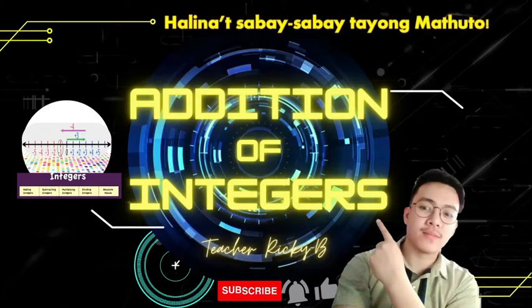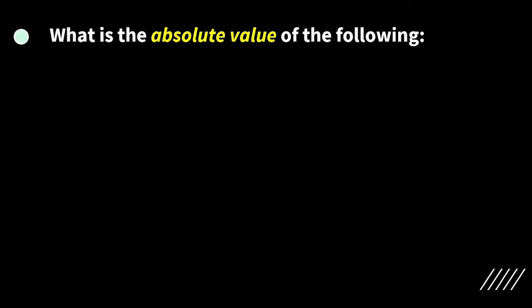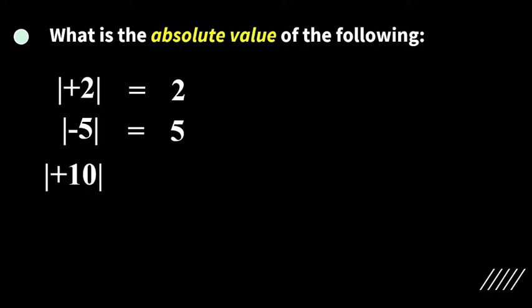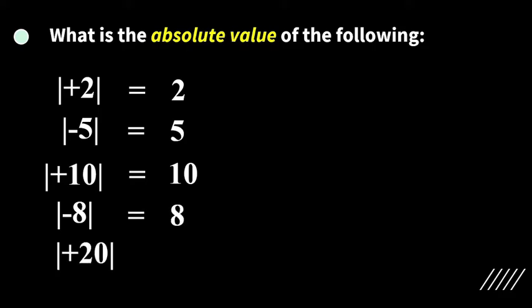Let's have a short review on absolute value and opposite integers. What is the absolute value of the following? Positive 2 is equal to 2. Negative 5 is equal to 5. Positive 10 is equal to, good job, 10. Negative 8 is equal to, great, 8. And positive 20 is equal to, amazing, 20.